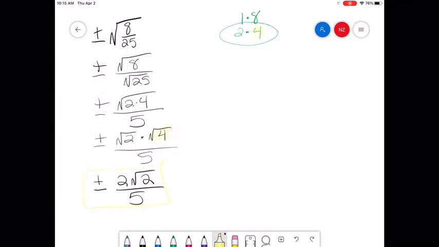We had the square root of 8 over the square root of 25. Square root of 8 does not have a perfect square, so I've got to break it apart and look at its factors. I chose 2 times 4 because 4 is a perfect square. The square root of 25 is 5, so I could simplify that. Then I broke apart the radical into the square root of 2 times the square root of 4. Therefore, I could simplify the square root of 4 to make 2, and now I have my simplified square root situation, 2 square root 2 over 5.